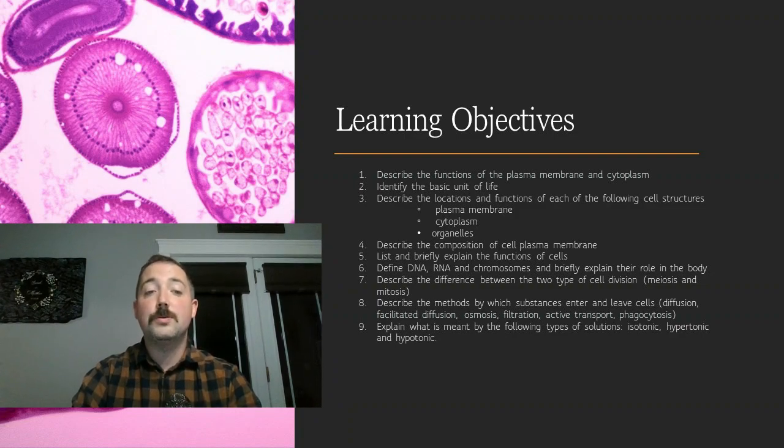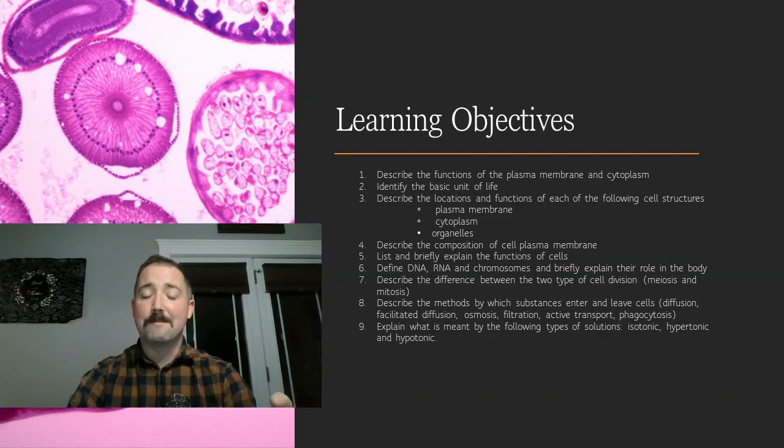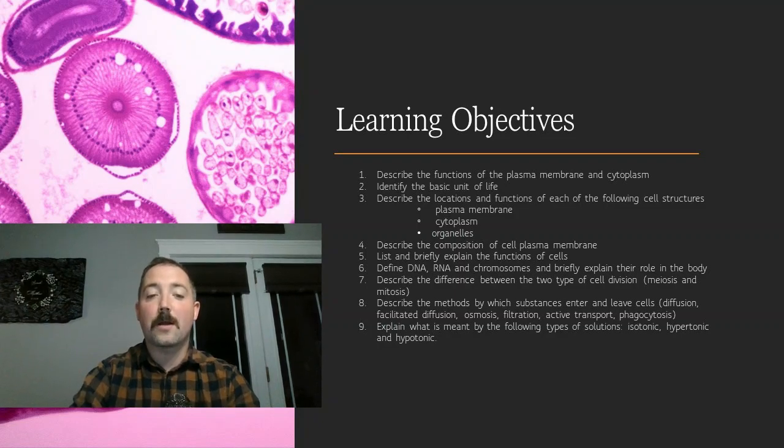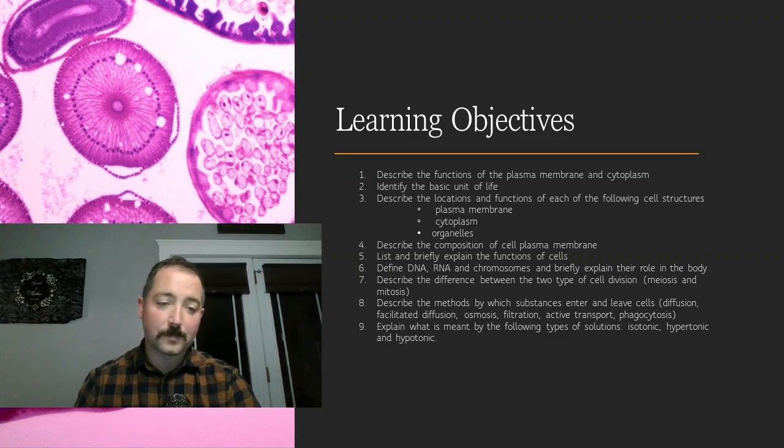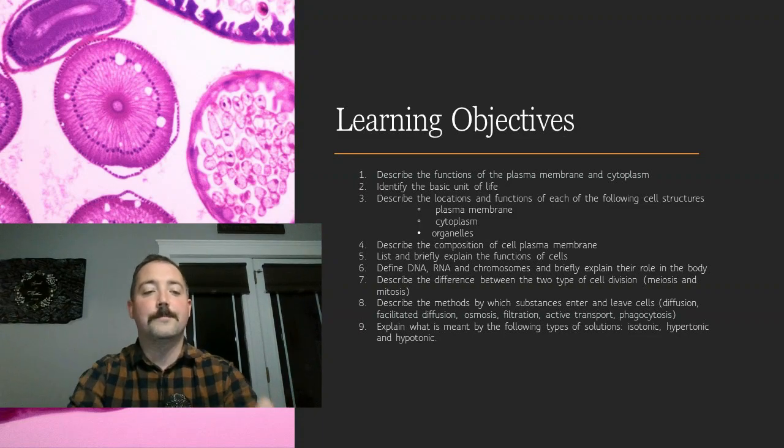By the end of the week, you should be able to define all of the parts of the cell, from the outside plasma membrane, the contents of the fluid inside, be able to identify all of the organelles inside the cell, and describe all of their functions. You should be able to describe the role DNA, RNA, and chromosomes play in the body, and be able to describe the two types of cellular division, meiosis and mitosis. Lastly, you should be able to describe the way that substances leave cells through the various types of active and passive transport. So there's a lot to talk about, so let's get started.